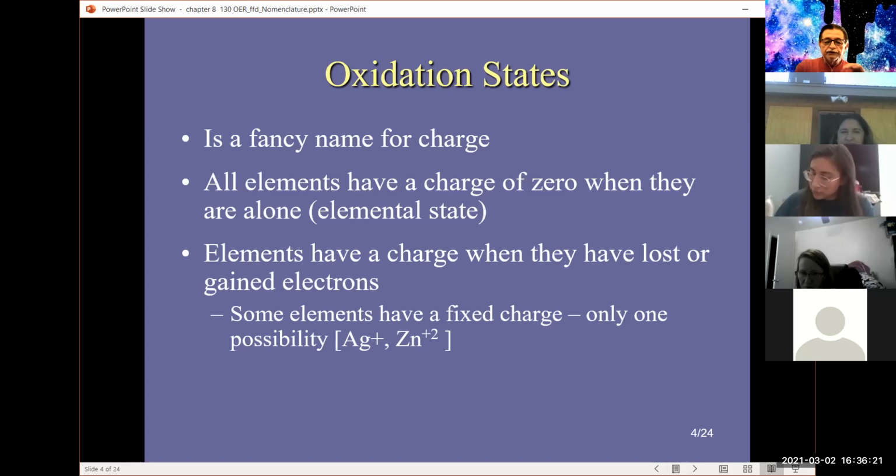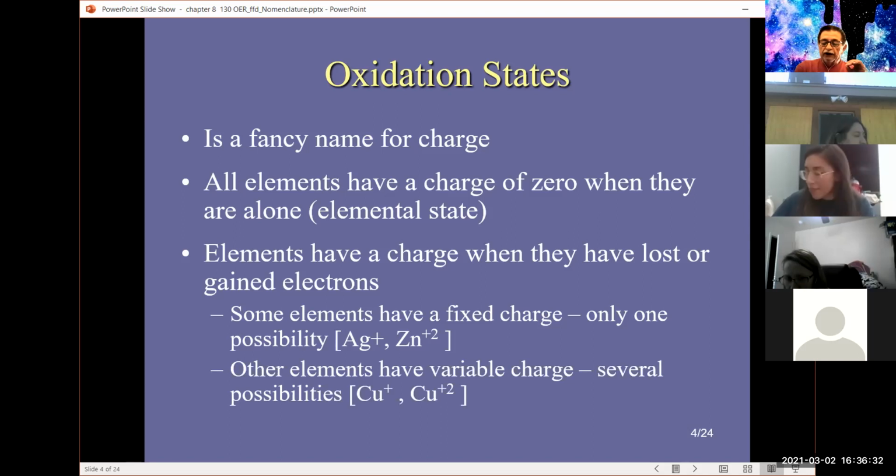We have 16 elements that I just mentioned that have fixed charges. They have fixed oxidation states. The others are variable. So copper, like for this example, there's copper 1 and copper 2. Iron is iron 2, iron 3. Lead could be up to +4. I mean, the oxidation state can go from a +1 to a +9.